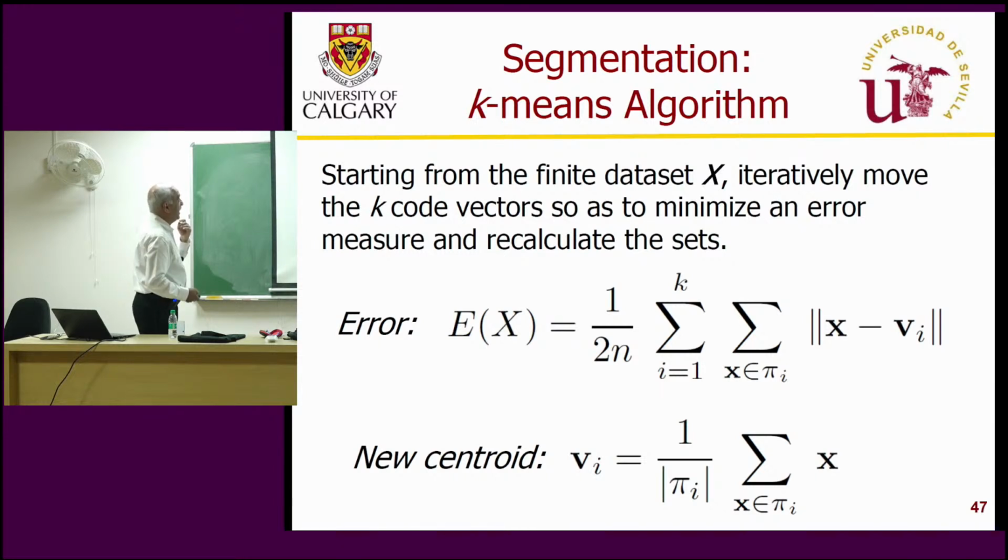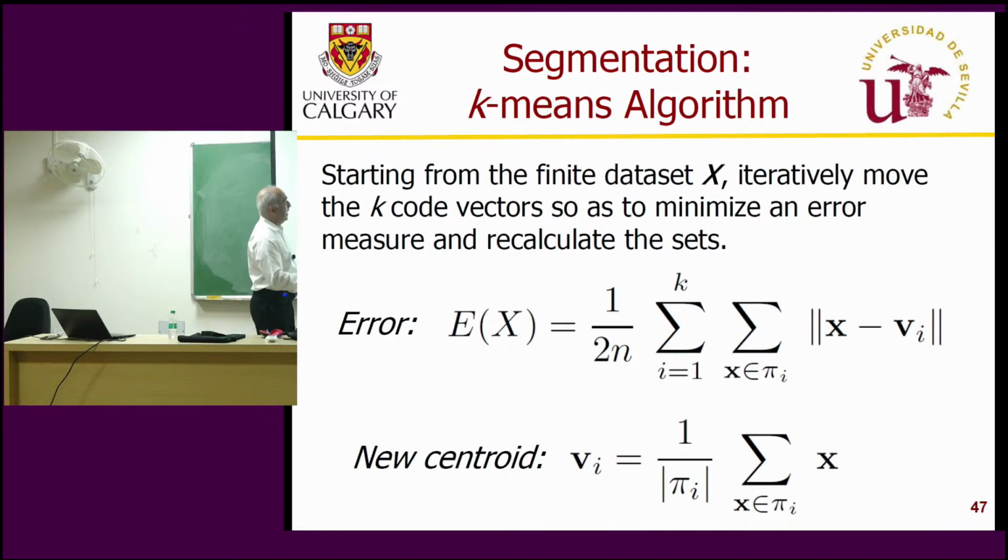So starting from a finite data set X, iteratively move the K code vectors so as to minimize an error measure and recalculate the sets. That is, you have said you want so many classes, and you start with some initialization of the means, the centroids of those, some arbitrary values, or you can select some of the RGB values from the image and initialize to those.